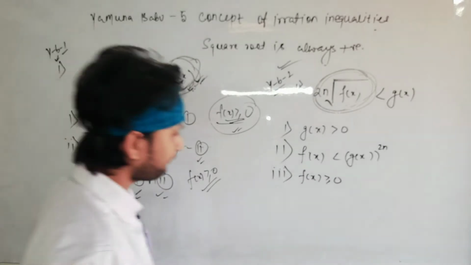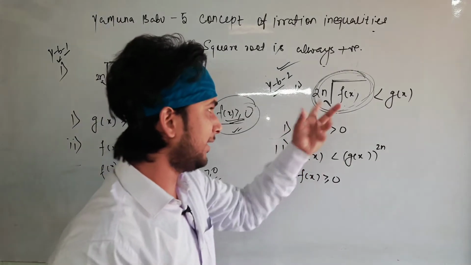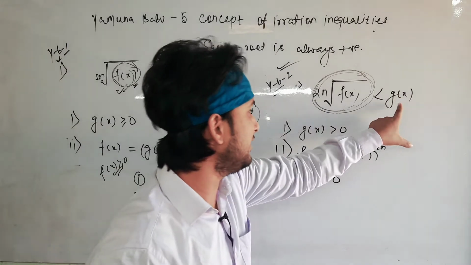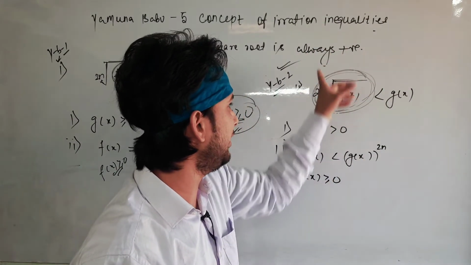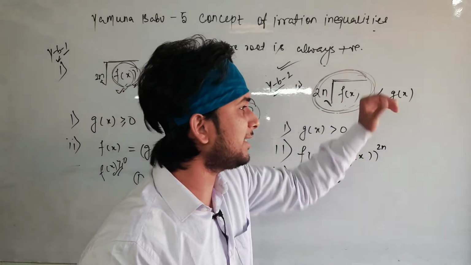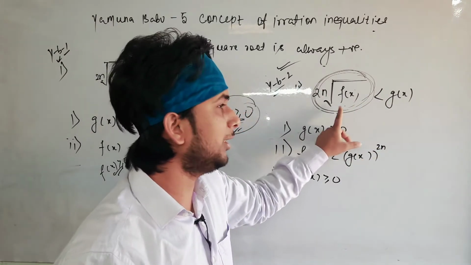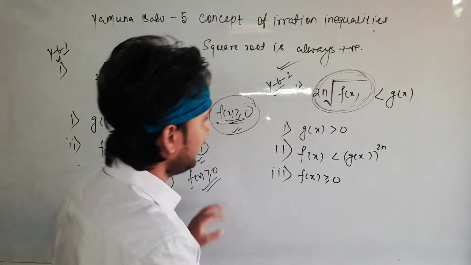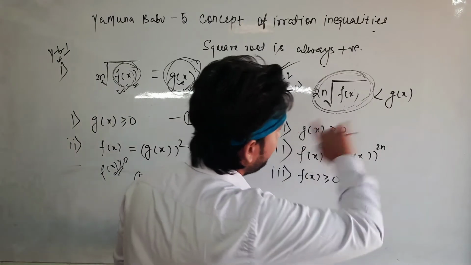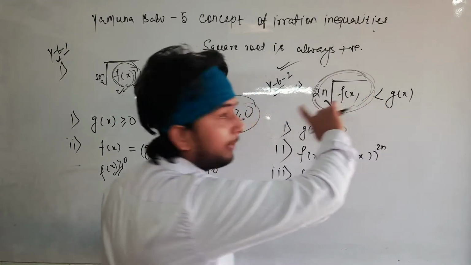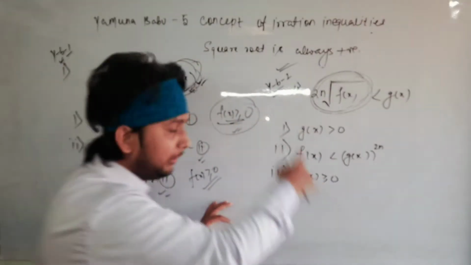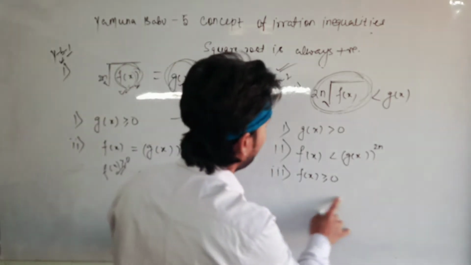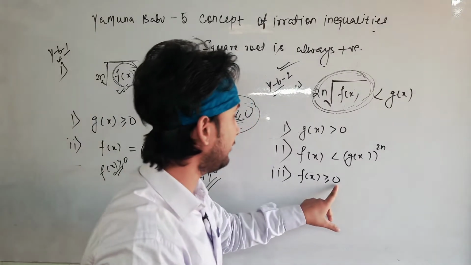Okay, let's see. The concept here is that g(x) is greater than 0 and the 1 by 2nth power of f(x) is less than g(x). Then you are applying the 2nth power on both sides. Then f(x) is less than g(x) to the power 2n. And the third point is f(x) greater than or equal to 0.